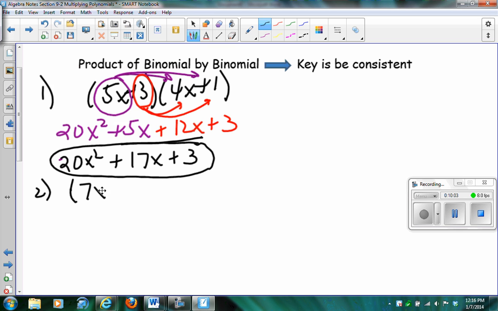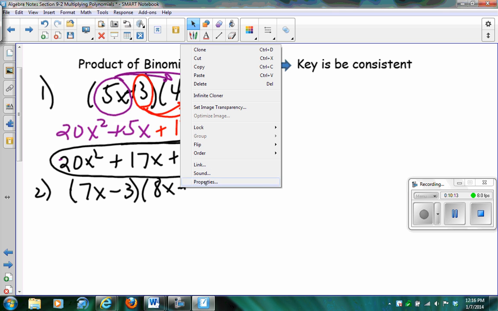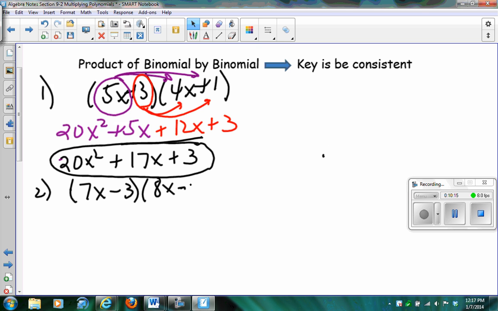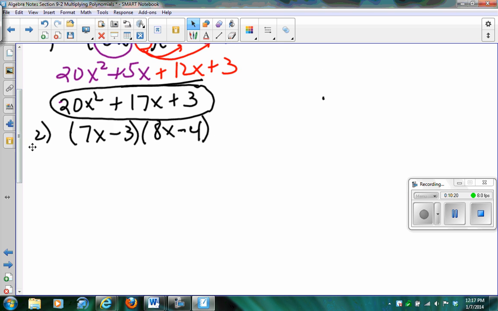Let's try another one. 7x minus 3 times the quantity 8x minus 4. I am going to change my subtraction to addition of the opposite because I want to be sure that I have the correct sign in front of each number. Then I am going to take the first term in the first binomial and multiply it times each term in the second binomial.